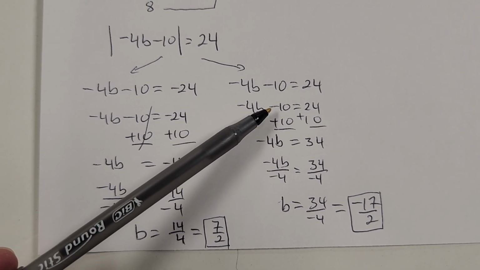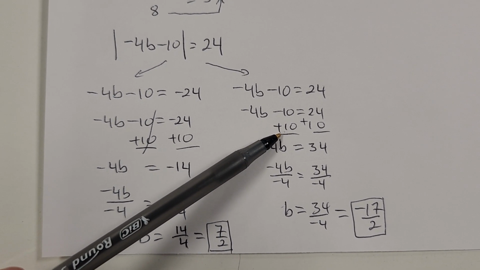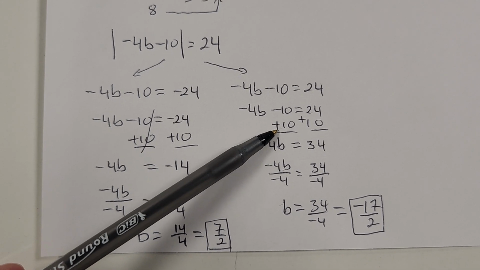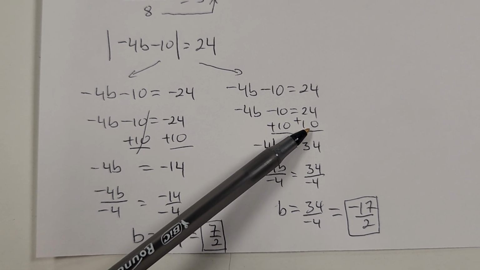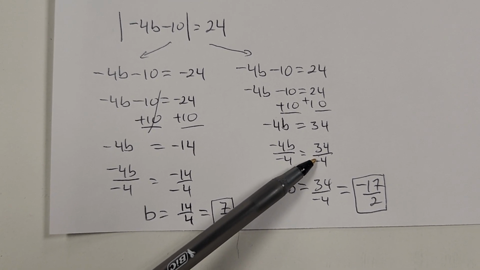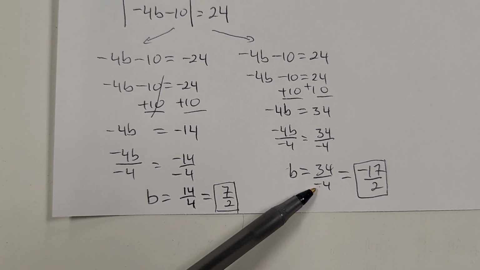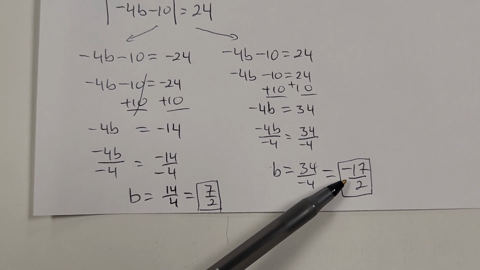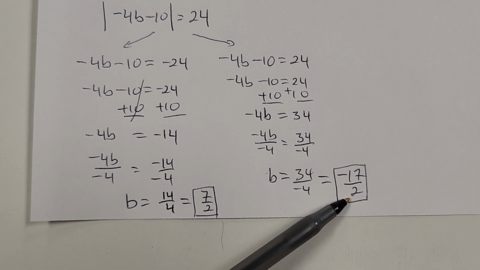Same thing over here. This is negative 10. So if I bring it to the other side, I add 10. So 24 plus 10 gives me 34. Divide by negative 4, which is 34 over negative 4. Reduce, so it becomes negative 17 over 2.